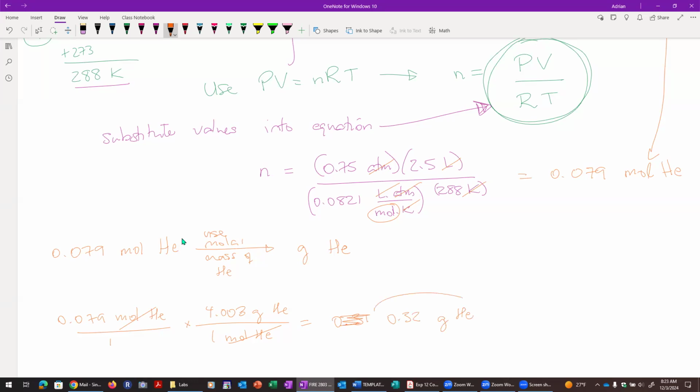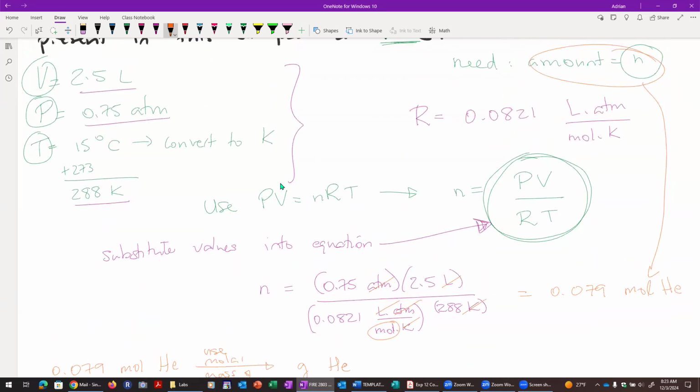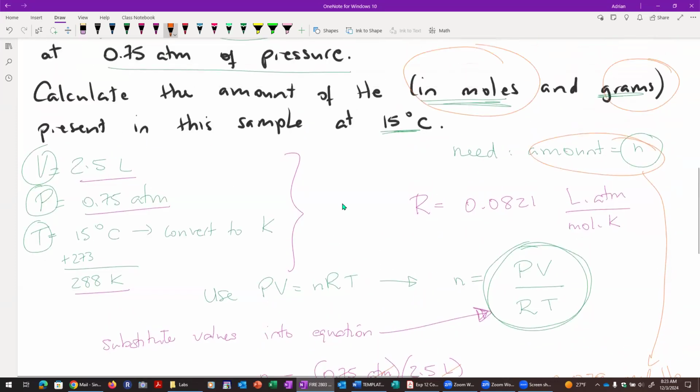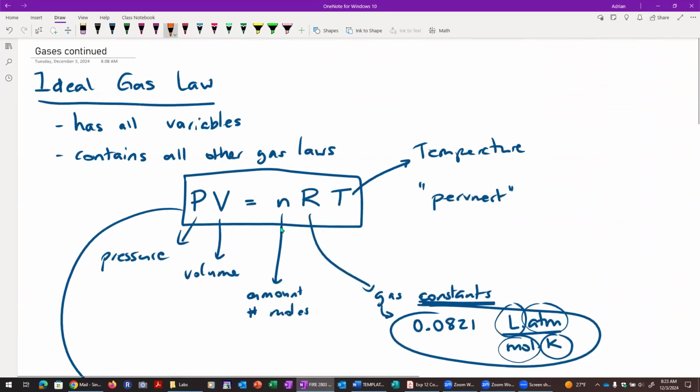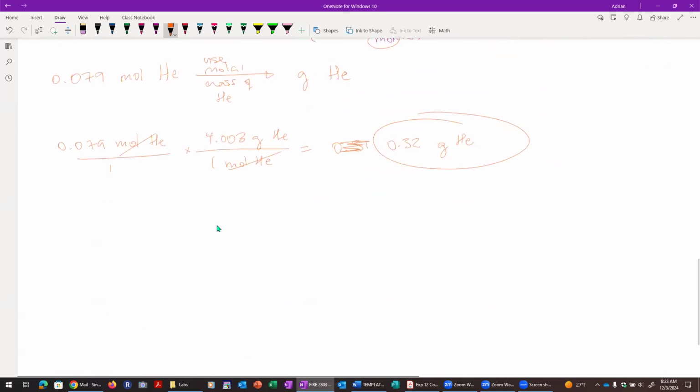0.32 grams of helium. All right, so the ideal gas law, PV equals nRT, we want to use that one when we're given all of the variables, and we just have one of them that we either need to calculate or that we need to find. So the information provided in the question will dictate which of the gas laws will be most applicable, depending on what you need to find.